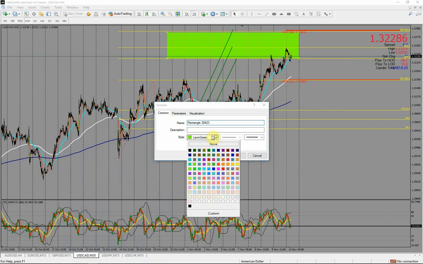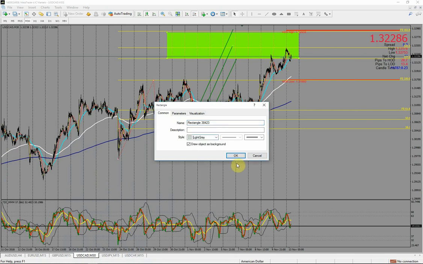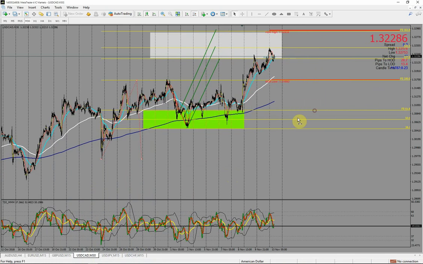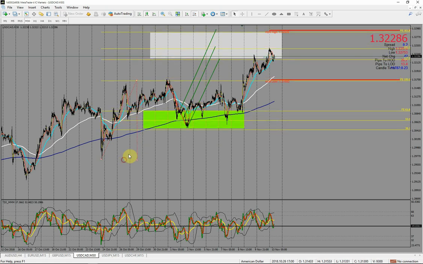Just gonna change that color into light gray. So there we go, ladies and gentlemen. I take a position at 50%, taking my target at 141. Take a position at 618, taking my target at 127. 38.2 to 161. 50 to 141. Let me just also do that.